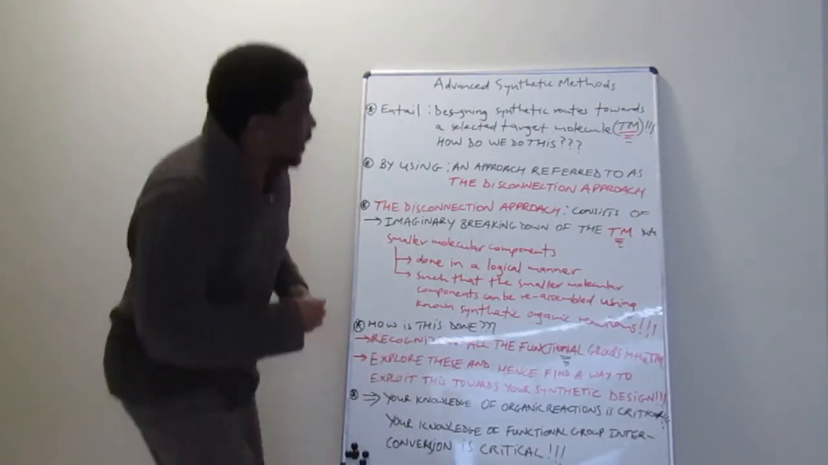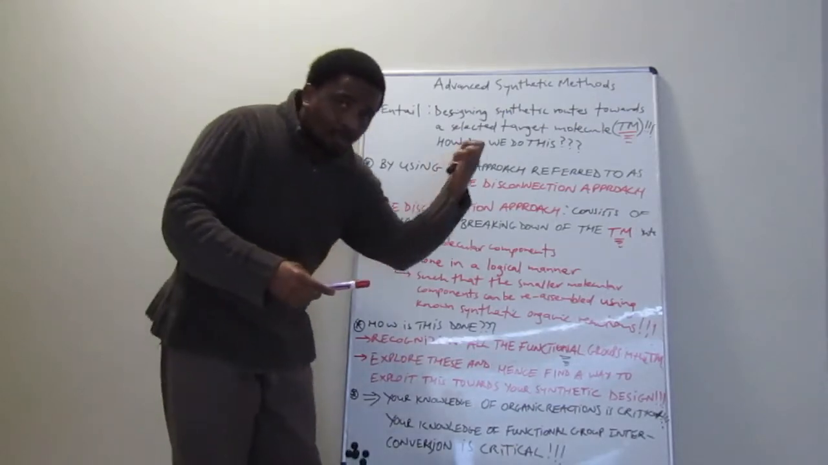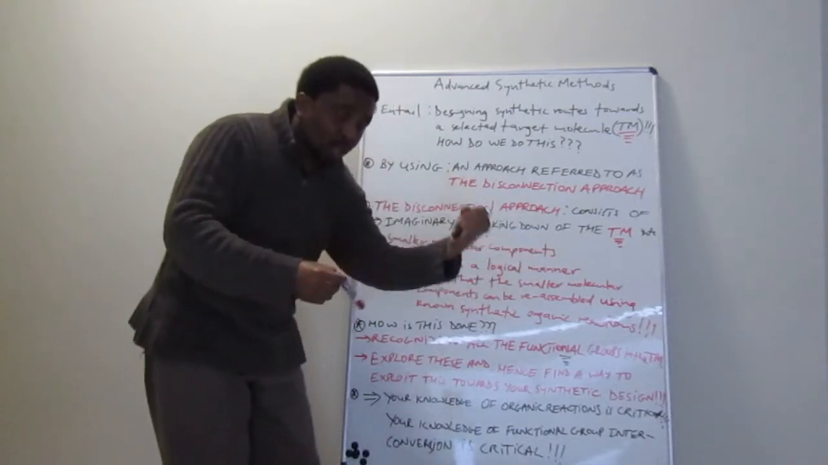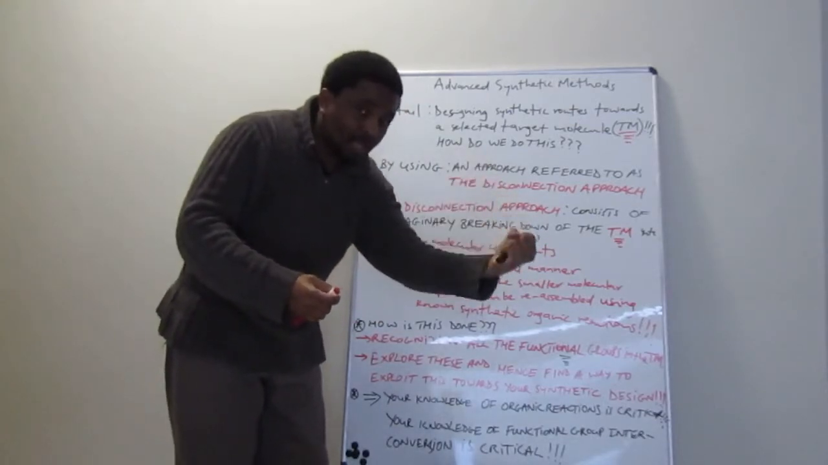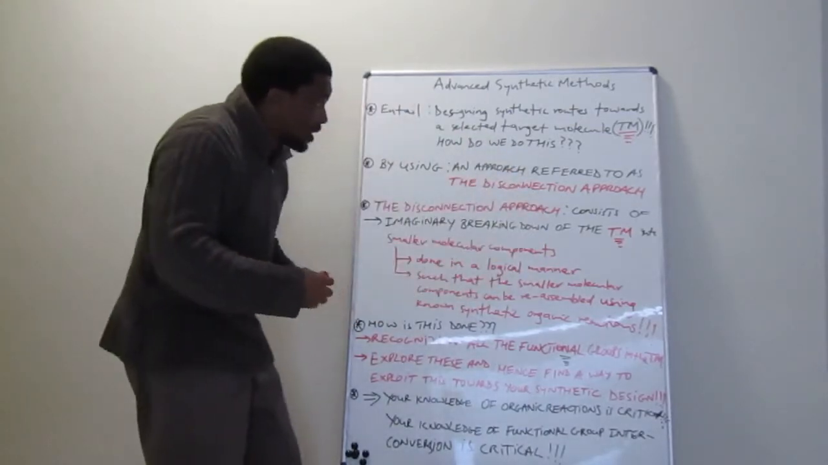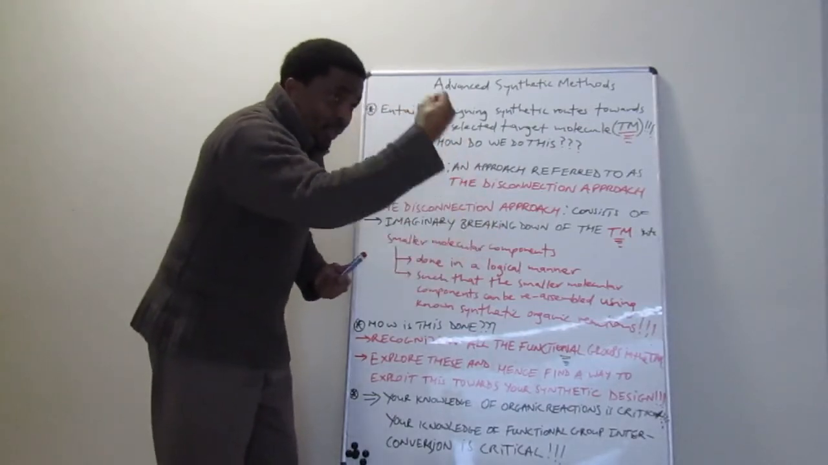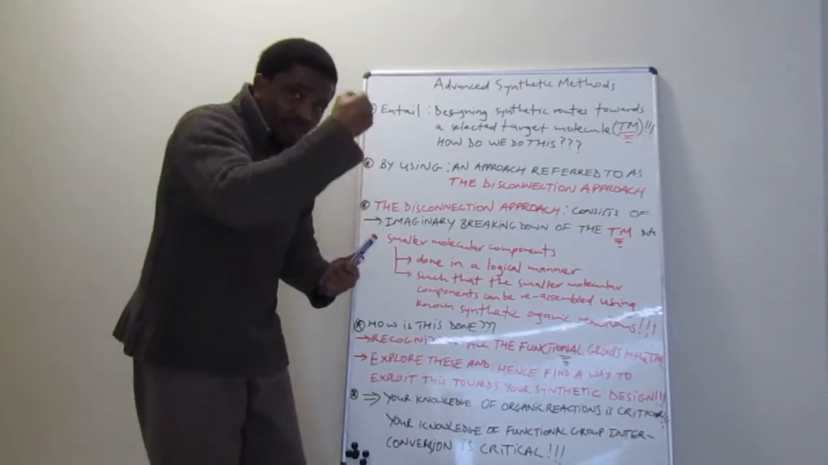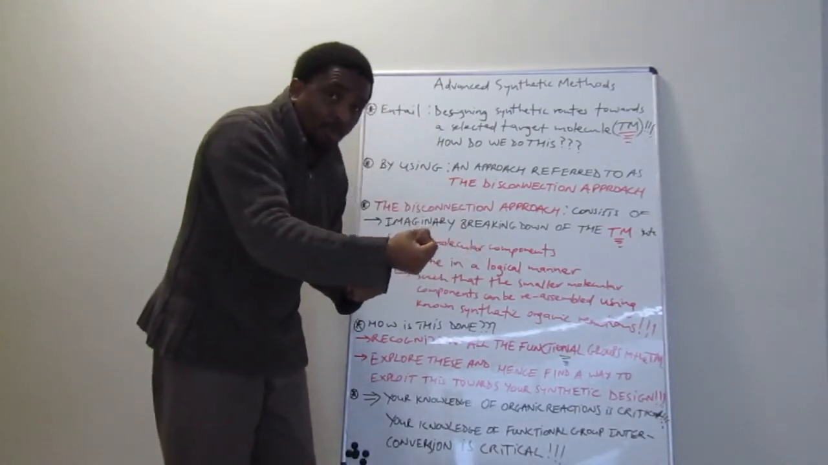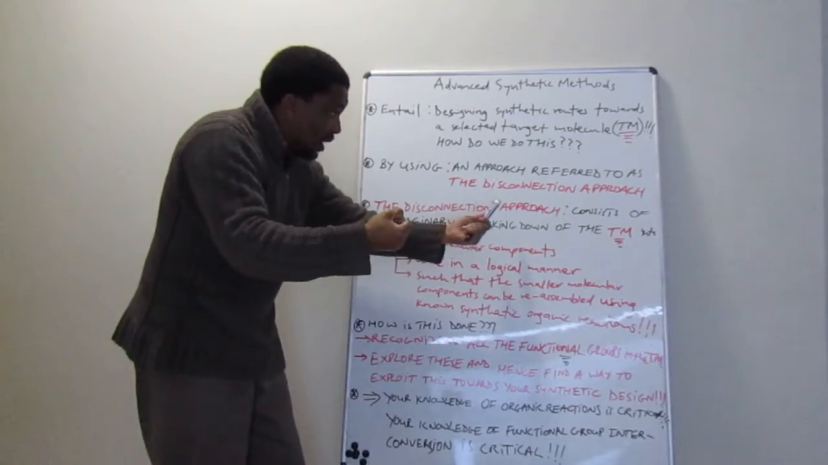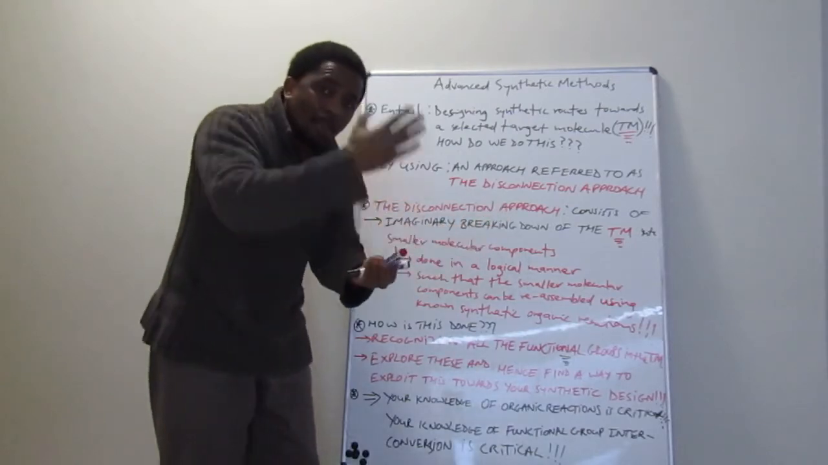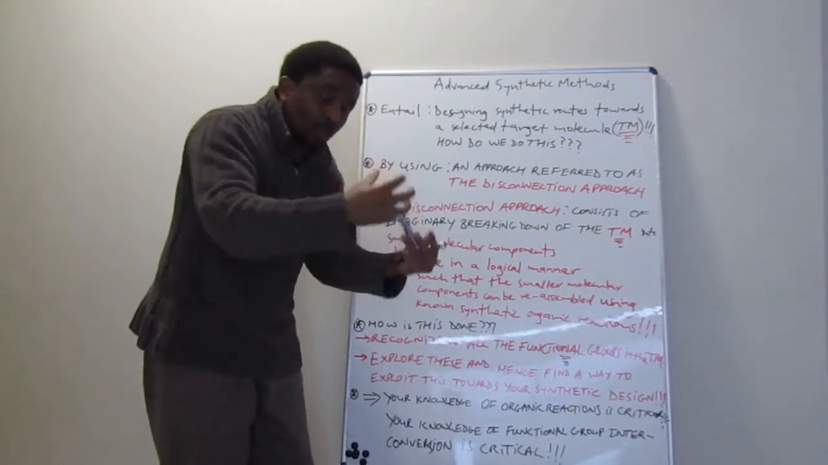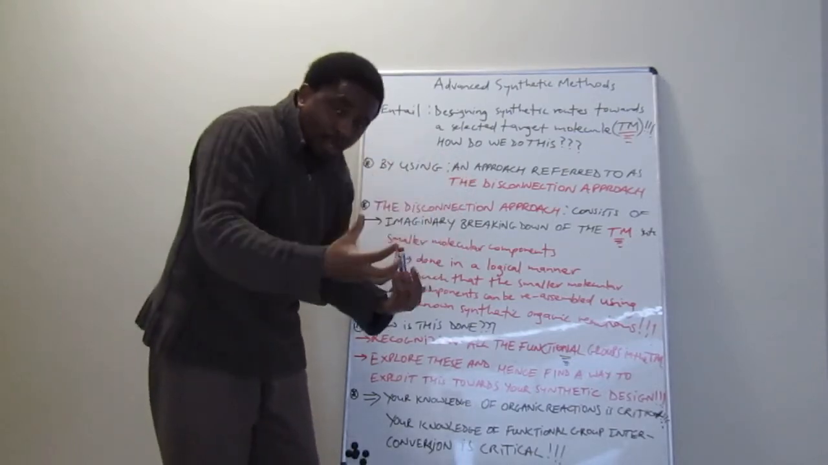So to catch up, what is important here? You've got your final molecule, which is referred to as your target molecule, usually ascribed by the letters TM. You've got this compound that you want to synthesize. How do you go about it? Via the so-called disconnection approach. What does the disconnection approach entail? It's simply the breaking down of your target molecule into smaller components.